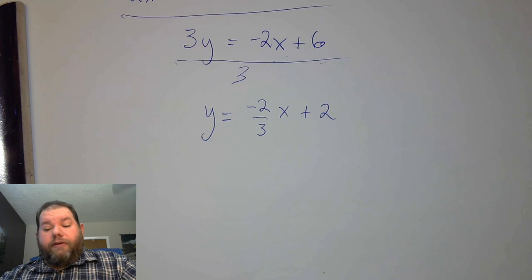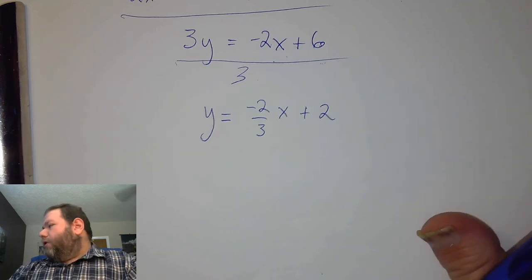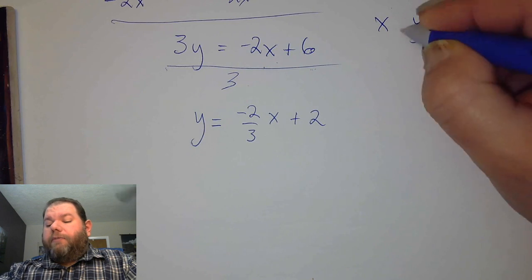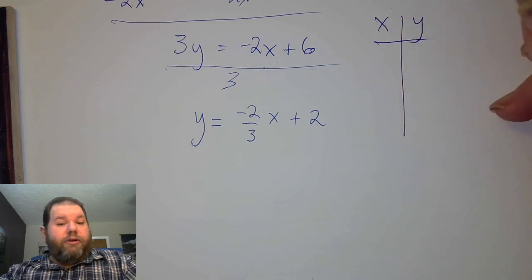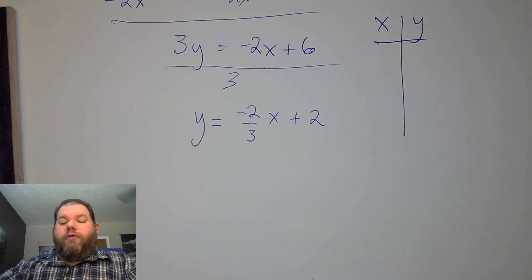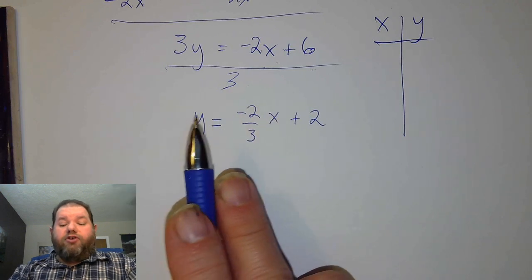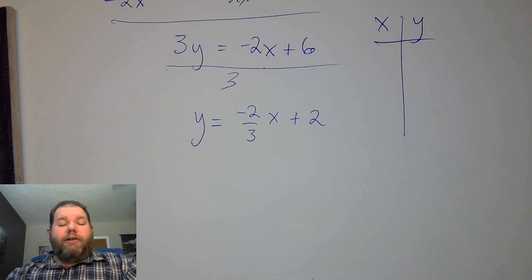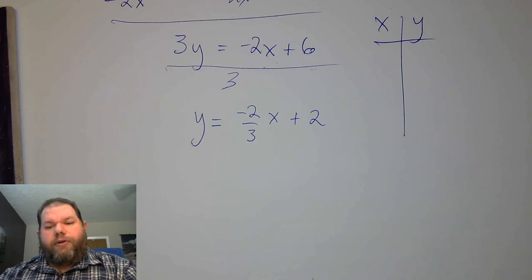So we end up with this equation, y equals negative 2/3 x plus 2. And we want to pick a few values to plug in for x. Now we know we don't need to pick 5 like we did before, because this is a linear equation, because x and y are to the first power. Because it's linear, we really only need 2 points.